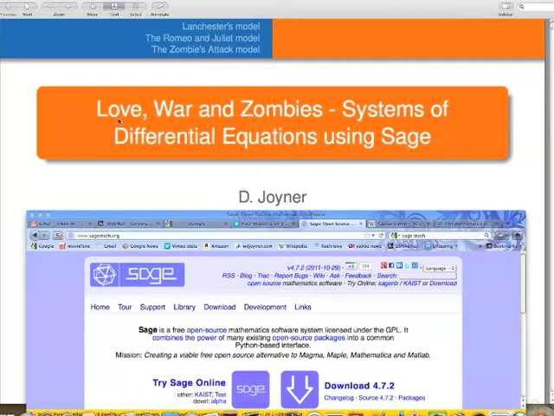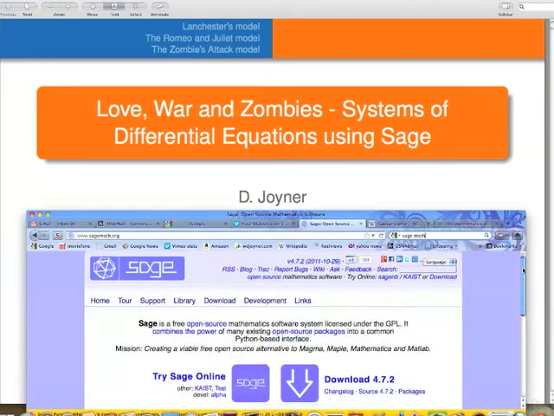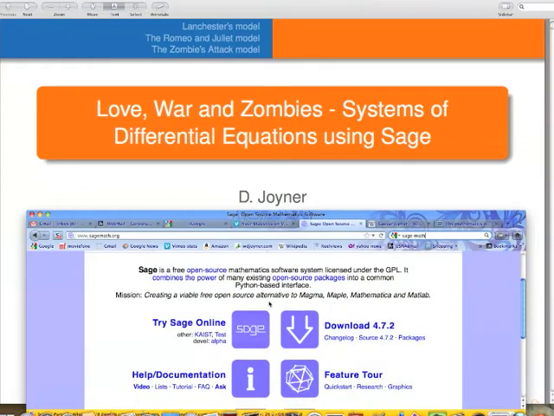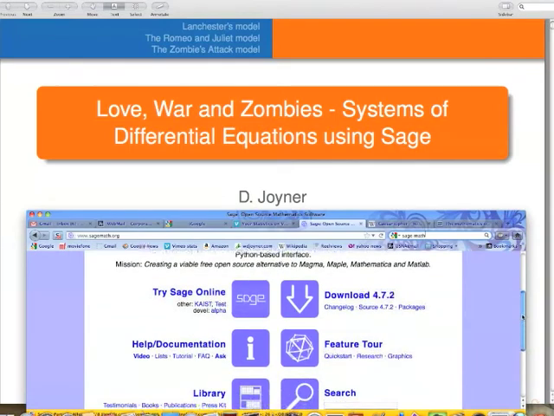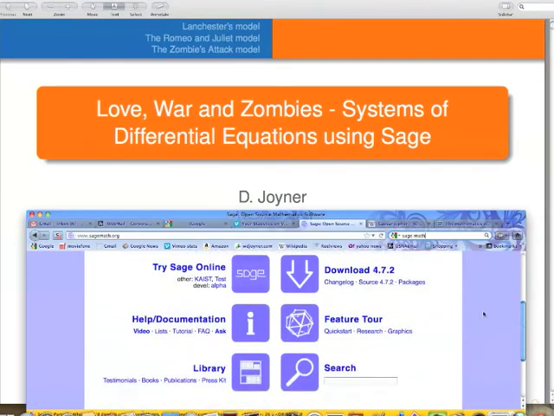SAGE is a free mathematics program that you can download from sagemath.org. And you can also try it online for free. No installation necessary. It's at sagenb.org. And at sagemath.org, you can download Sage for various platforms. You can also find lots of help and documentation there.